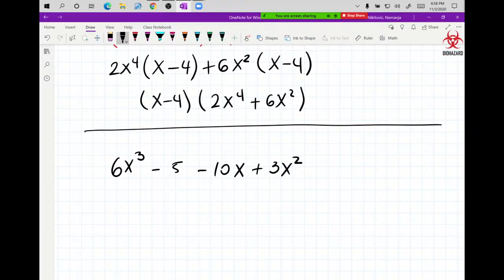Any luck? We have to rearrange this, right? So, okay, please.